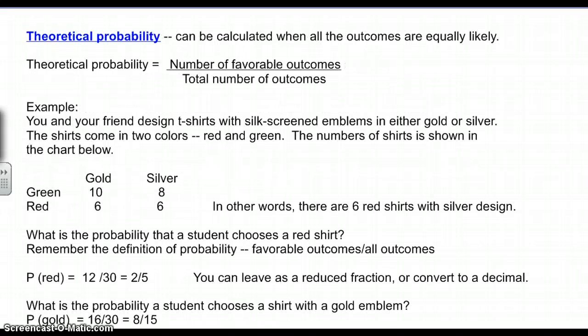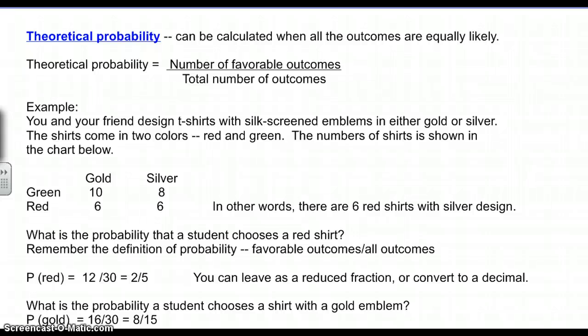Now, theoretical probability can be calculated when all the outcomes are equally likely. So theoretical probability is always the number of favorable outcomes, the desired thing, the thing you want to happen, over the total number of possible outcomes. So in this example, you and your friend designed t-shirts with silkscreen emblems, and the emblems can be either gold or silver, and you've printed them in 2 colors, red and green shirts. So you've got a box of shirts, and the number of shirts is shown in the chart.